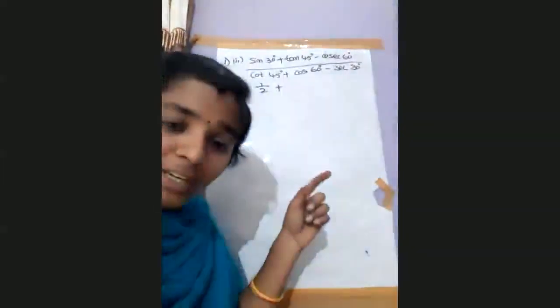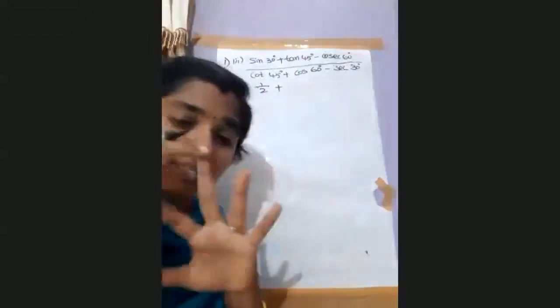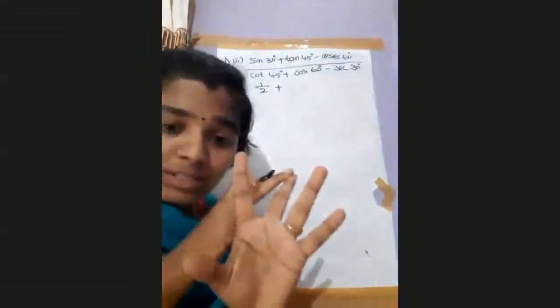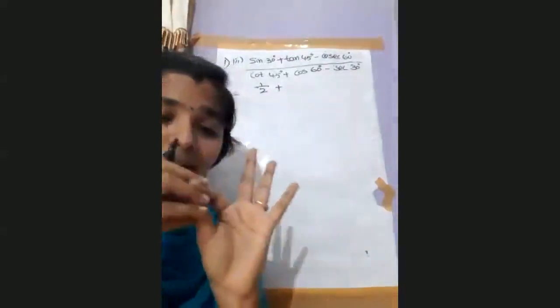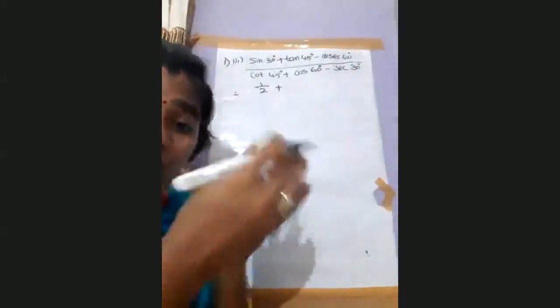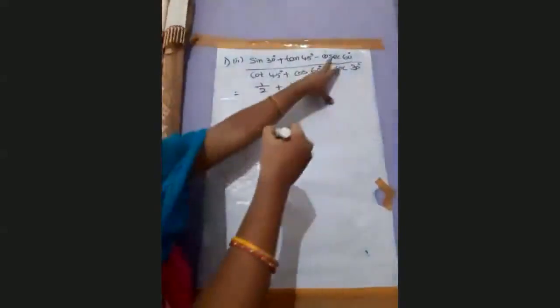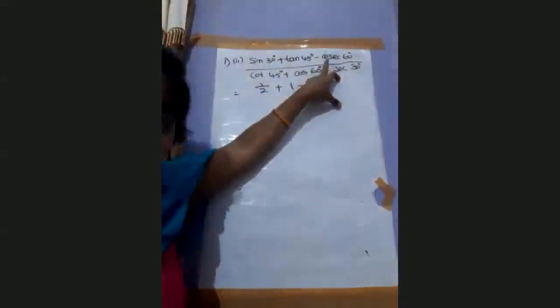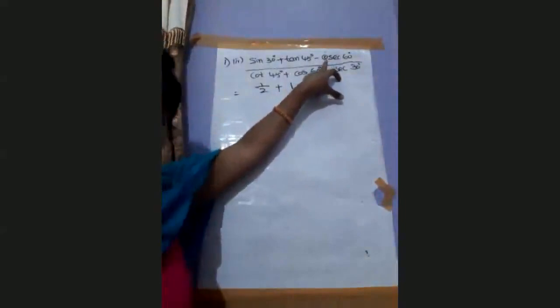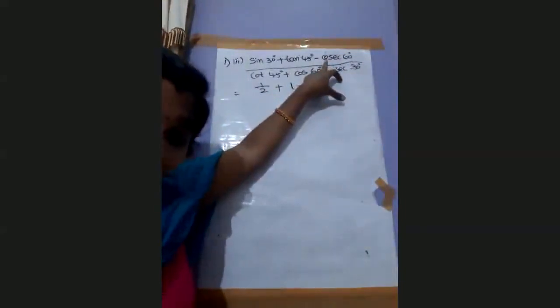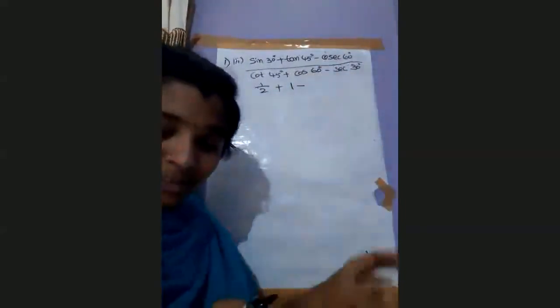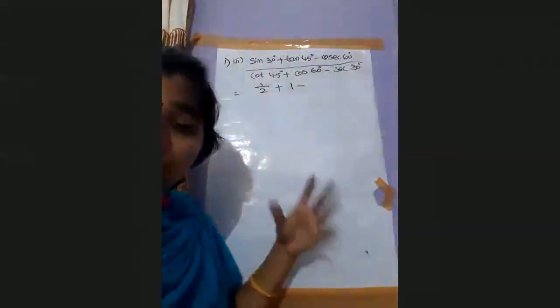Tan 45 means below by above. This is the 45 degree, right? So here are 2 and here are 2. So 2 by 2, we get 1, minus cosecant 60. Cosecant is the reciprocal of the sine function.